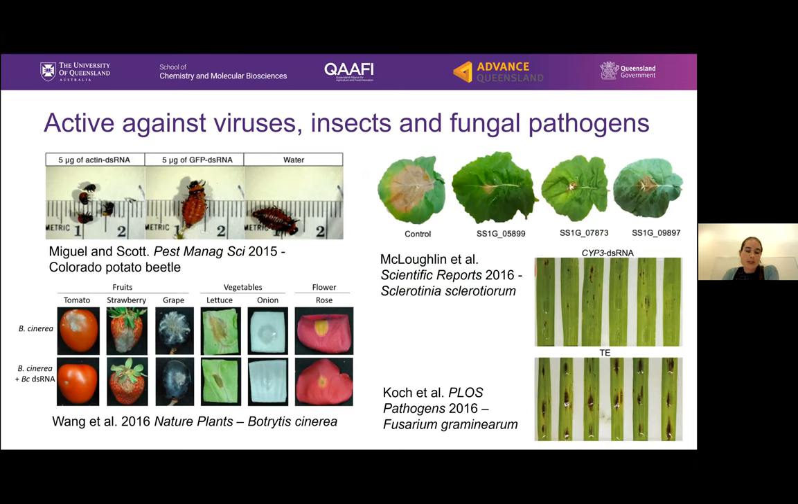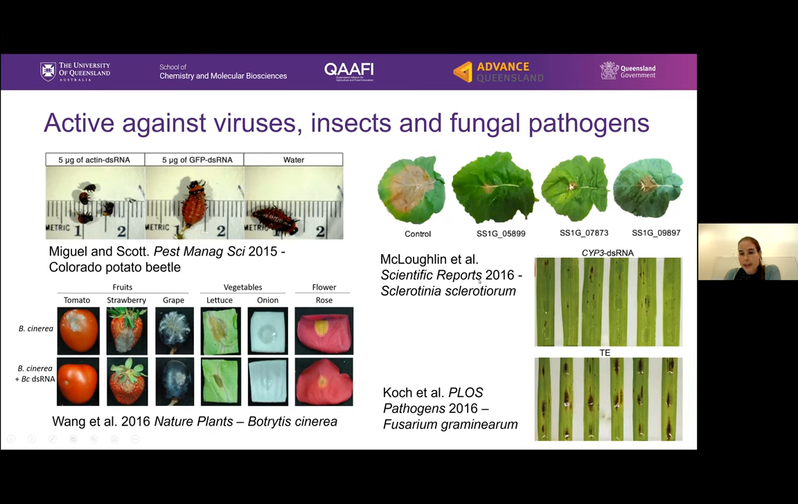And I've just shown a few examples from the literature here. So this first one is where they targeted the Colorado potato beetle, and they were targeting the actin gene. So when they applied double-stranded RNA, which was homologous to the beetle's actin gene, there were some developmental problems. The beetles are very small. They didn't develop properly. When they just used GFP double-stranded RNA, there were no problems, and also nothing for the water control. So this is really showing that it's highly sequence specific. You can't just apply any RNA. It really has to match the sequence from the pest or pathogen.